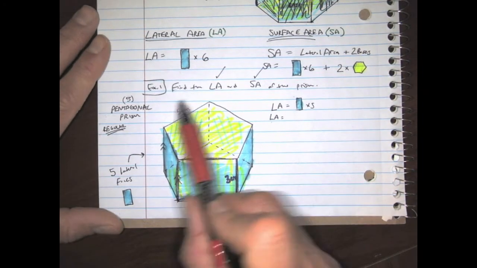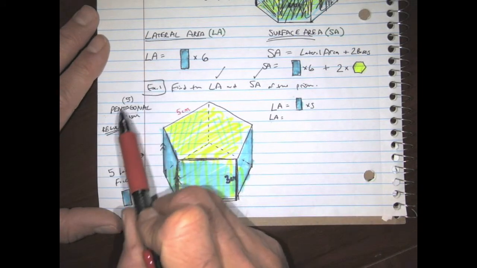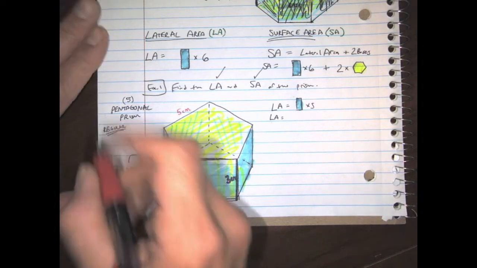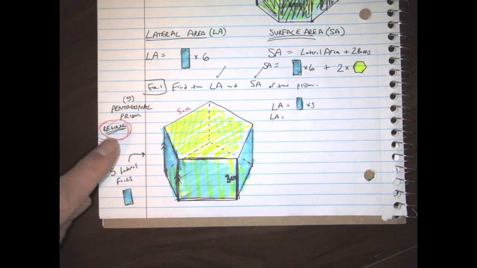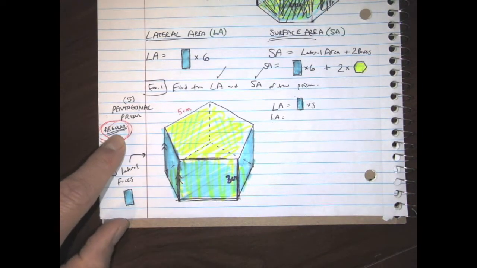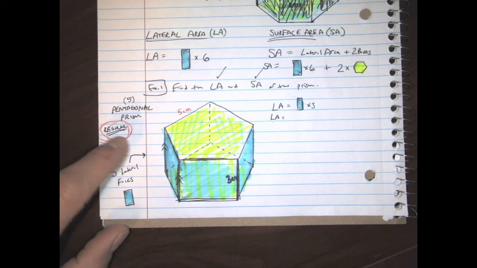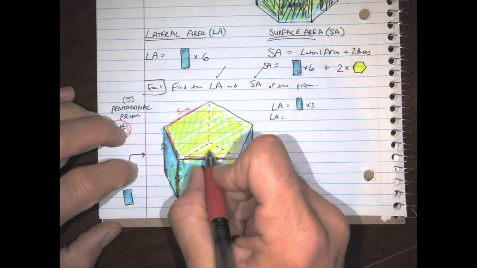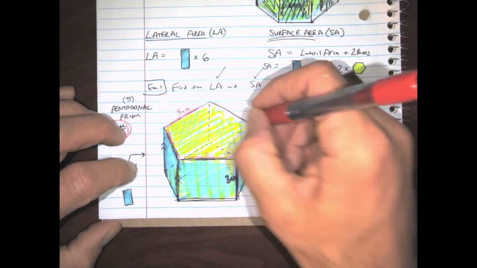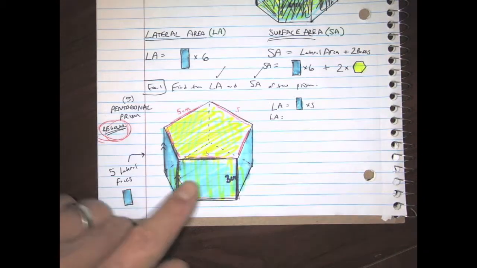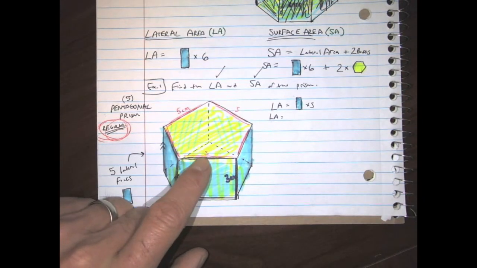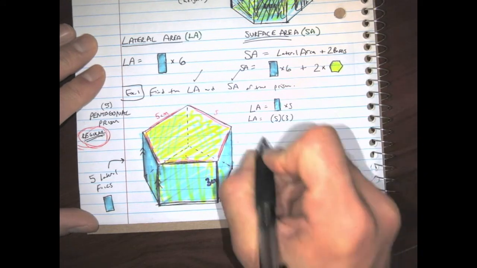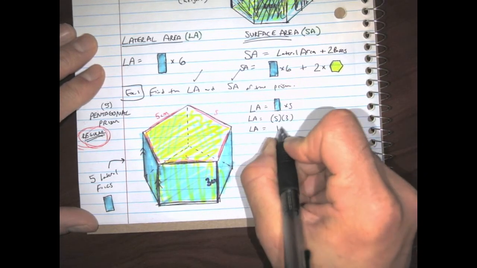Well, one of the important parts of this problem that I kind of wrote down here at the last minute was this word right here, regular. And regular means that all the sides of the pentagon are exactly the same. If this is 5 centimeters, that's 5. That's 5. That's 5. Shoot, they're all 5. So if this is 5, well then we can have a 5 by 3 rectangle. 5 by 3 rectangle. So that's going to be 15.